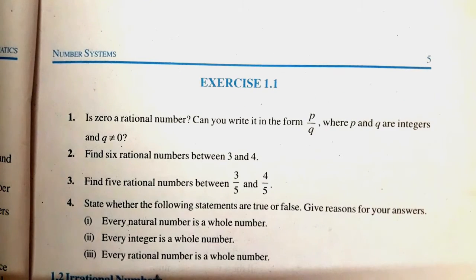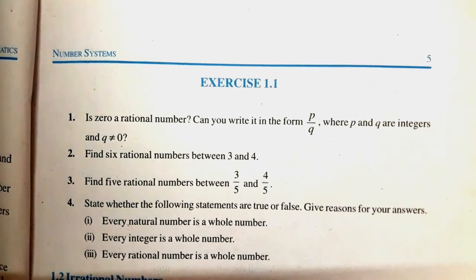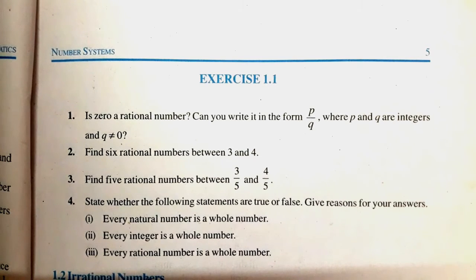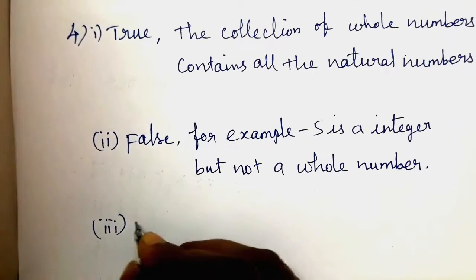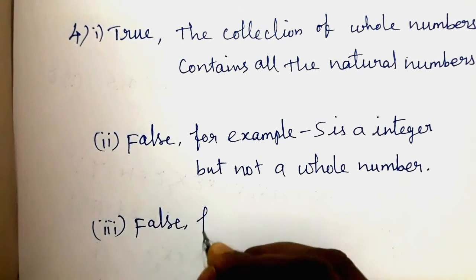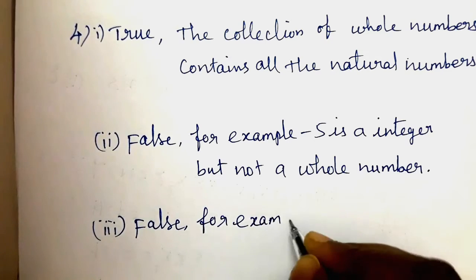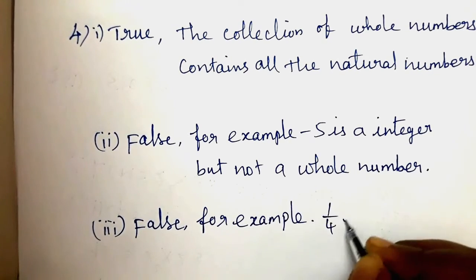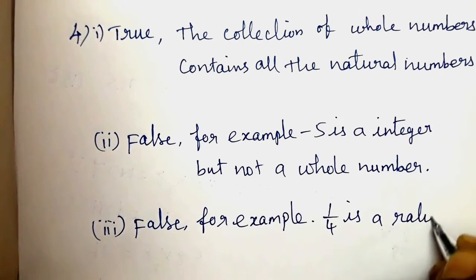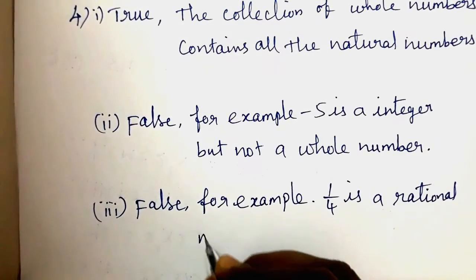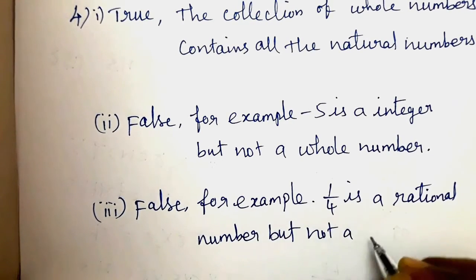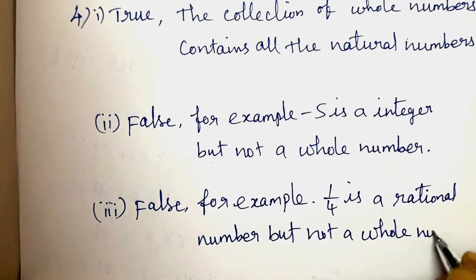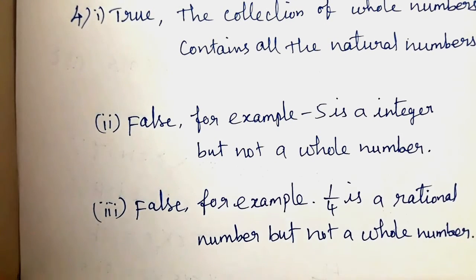Next sub-question, every rational number is a whole number. No, it is false, because every whole number is a rational number, but not every rational number is a whole number. False. For example, 1/4 is a rational number, but not a whole number. That's all for the fourth question.